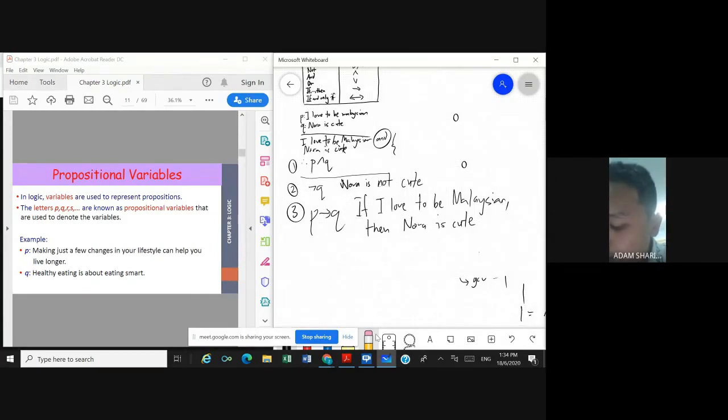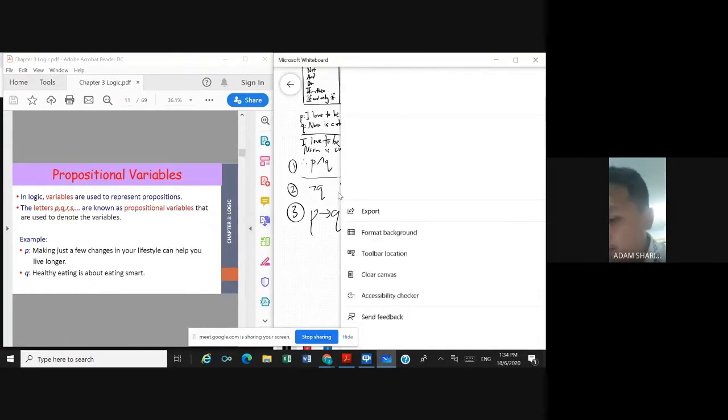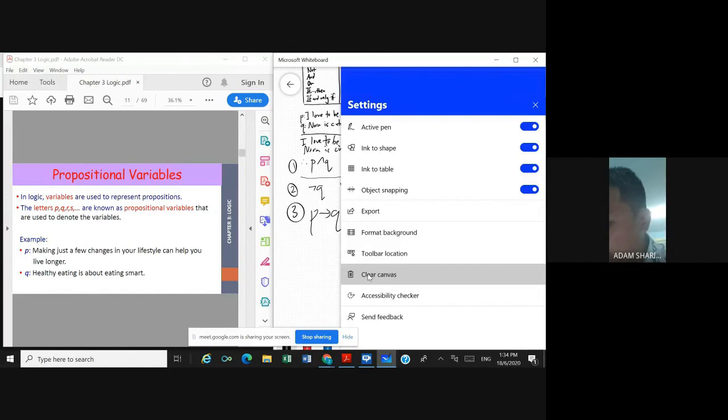What happened? Yeah, it's jammed. The whiteboard is jammed. Okay, clear canvas.